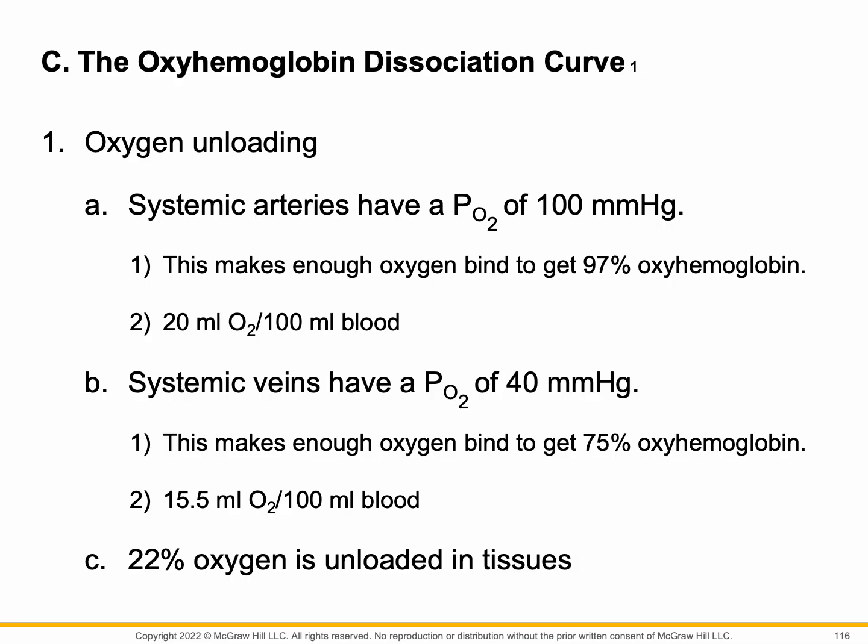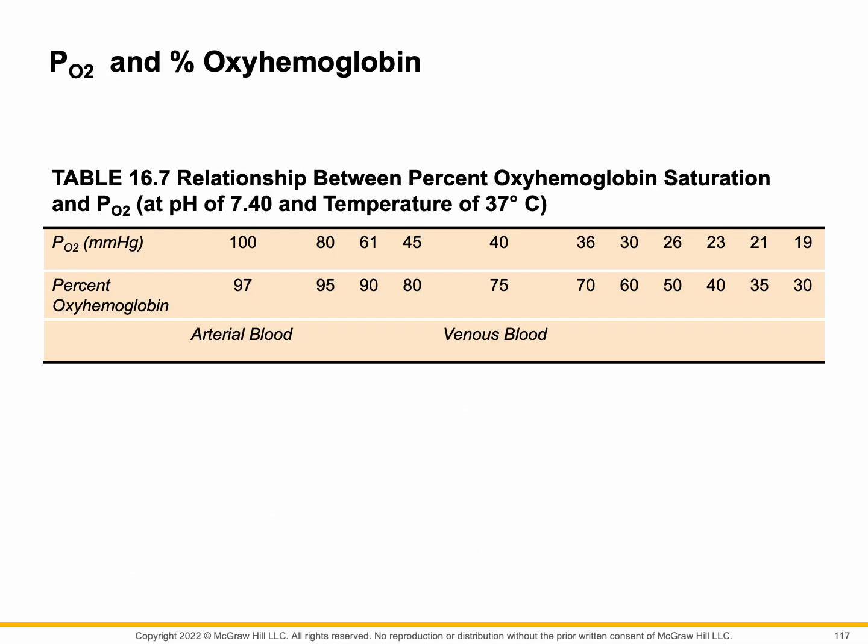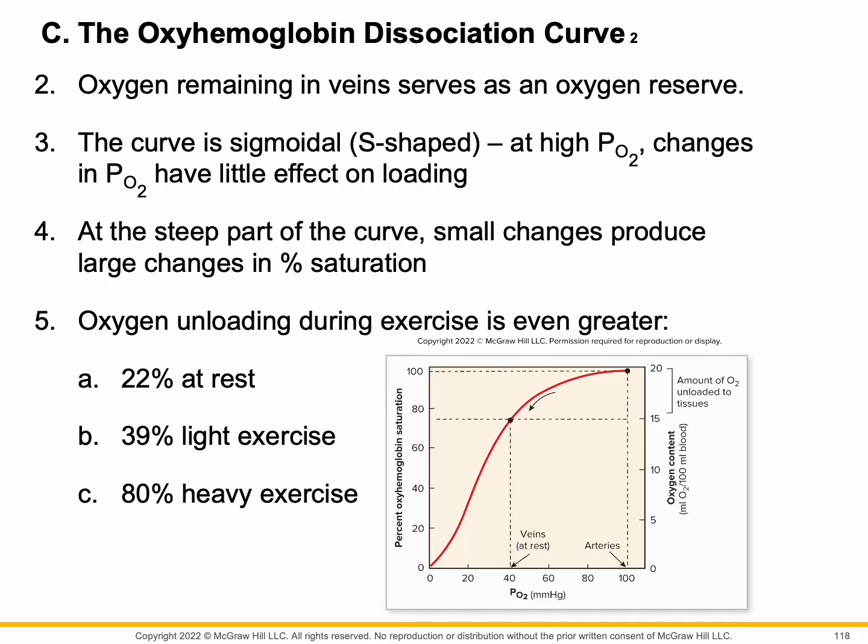In the systemic veins, you have a partial pressure of oxygen of 40 millimeters of mercury, which makes enough oxygen bind to get 75% oxyhemoglobin, or 15.5 milliliters of oxygen per 100 milliliters of blood. 22% of oxygen is unloaded in the tissues. Take note of table 16.7, which shows the relationship between percent oxyhemoglobin saturation and oxygen pressure at pH of 7.4 and temperature of 37 degrees Celsius. Oxygen remaining in the veins serves as an oxygen reserve.